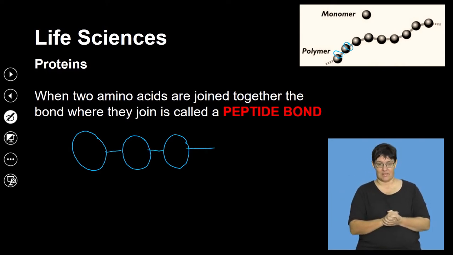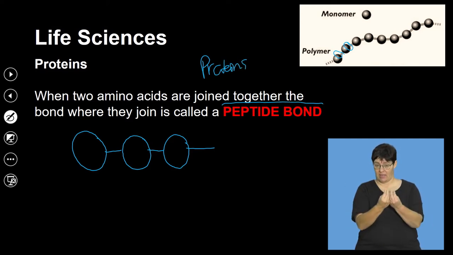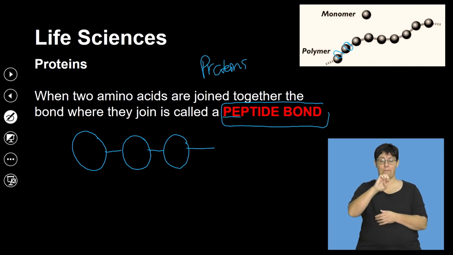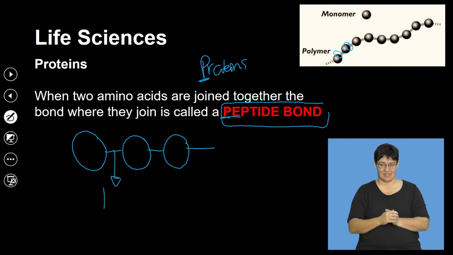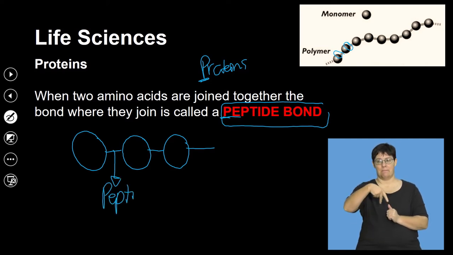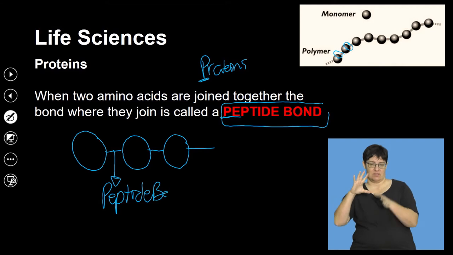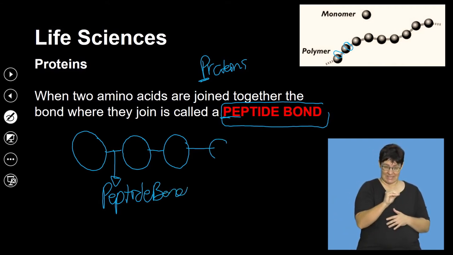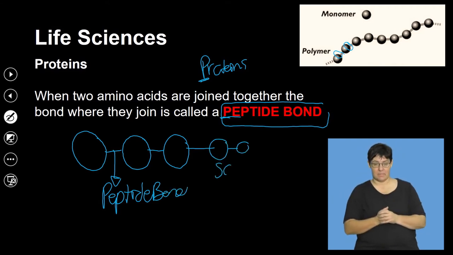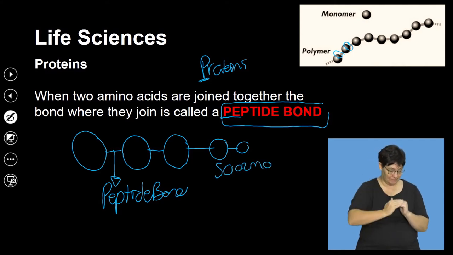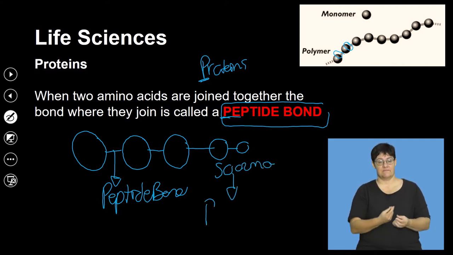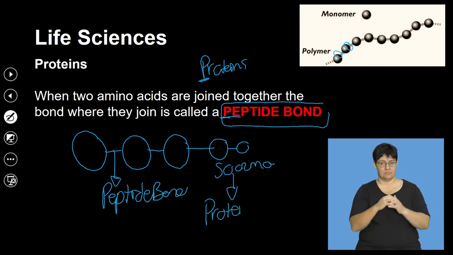We've got a chain. And it's so nice, the proteins actually rhyme. It's really, really cool. Proteins are joined together by a peptide bond. Check how the P's just roll off your tongue. And this, right, is a peptide bond. So if I've got 50 of these, right, I've got 50 or more of these amino acids, I then say that I have made a protein.